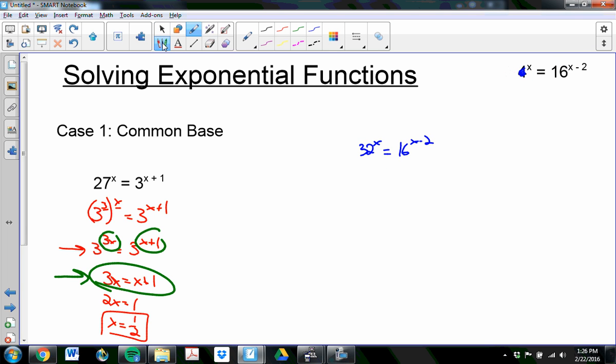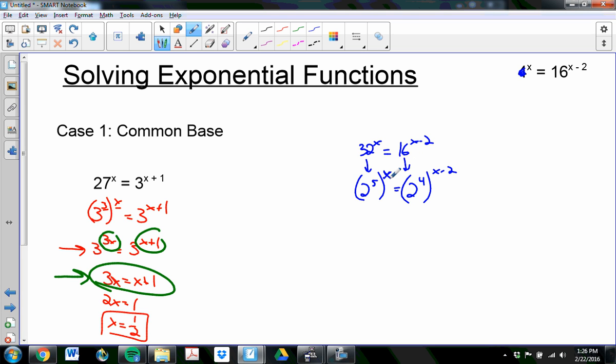32 is not a power of 16. 16 squared does not give you 32. But 32 is 2 to the 5th, and 16 is 2 to the 4th. So they are still both powers. They do have a common base, just the base is 2. So both of these get sent down to their lowest base.